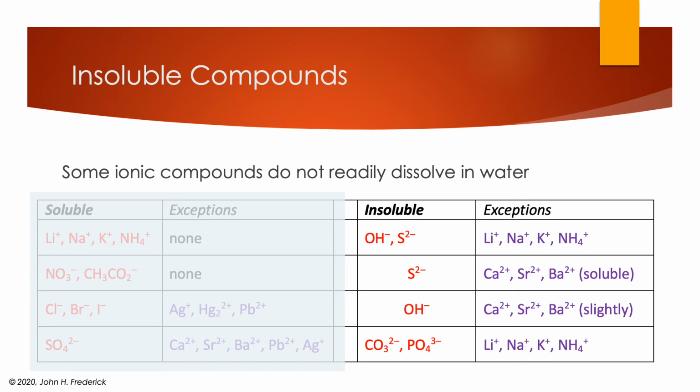For carbonate and phosphate, the only exceptions are the ones in the first column of the periodic table: lithium, sodium, potassium, and then ammonium.